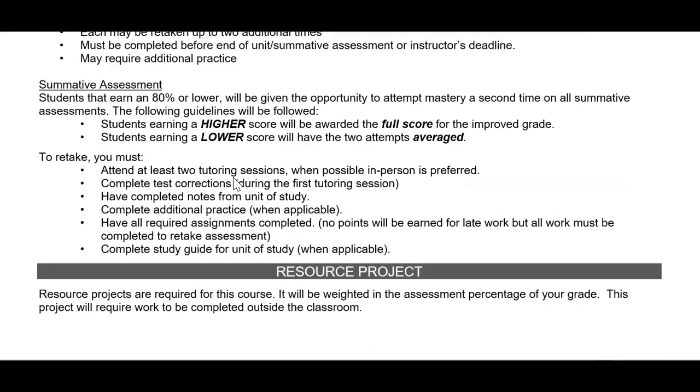Unit test, if you've earned an 80% or lower, you'll be given the opportunity to retake a test. Here's what you must do to do so. Before I explain the must-dos, let me talk about how they'll be scored. If you retake a summative assessment and you earn a higher score, you will be awarded that full score. If you retake a test and you get lower than 80%, then we will average the 2 attempts. But in order to do the retake, you must complete the following.